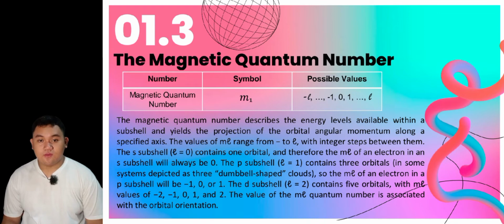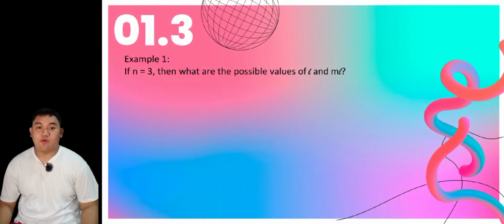So it can be 0, a negative integer, or a positive integer. I'll give you an example problem. So here is our problem. If n is equal to 3, then what are the possible values of L and ML?